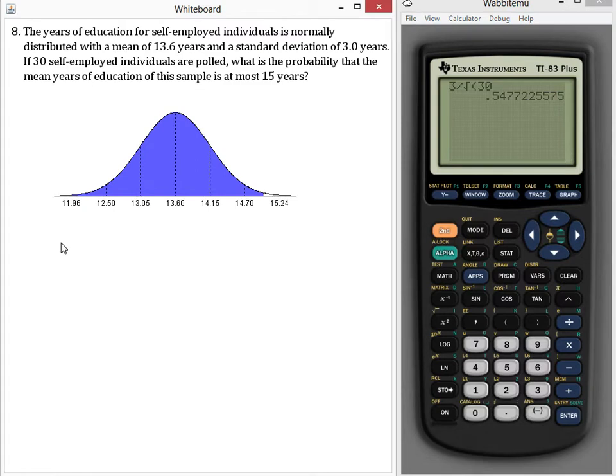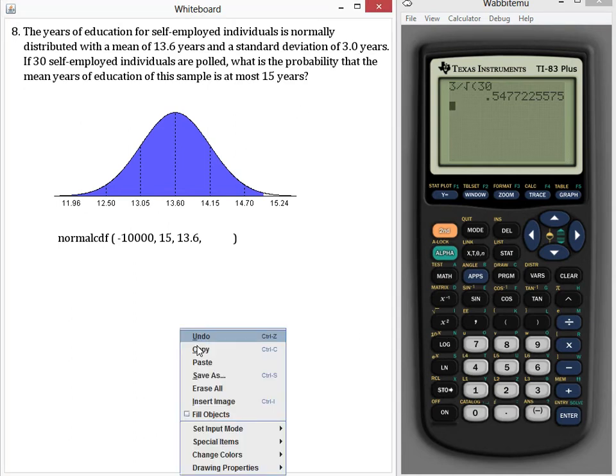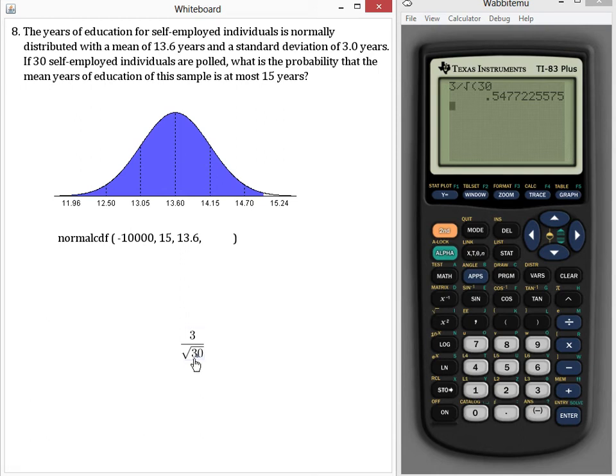So when I work this through, I'm going to be using the normal CDF function because I want a normal probability. I'll start from negative 10,000, just representing negative infinity. I'm going up to 15, stopping there. The mean is 13.6, and then the standard deviation, I need to make sure I divide that by the square root of 30. So that's going to look like this. So 3 divided by the square root of 30.